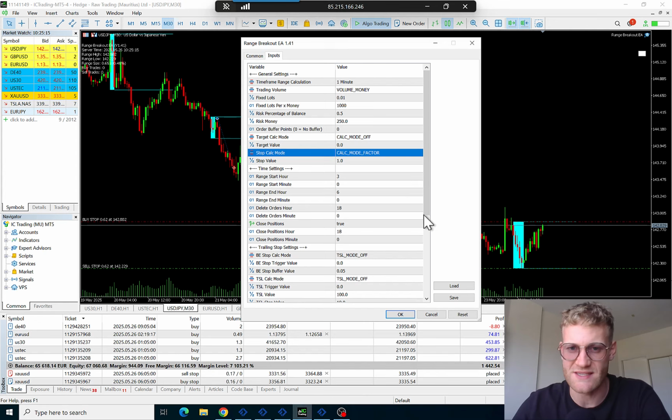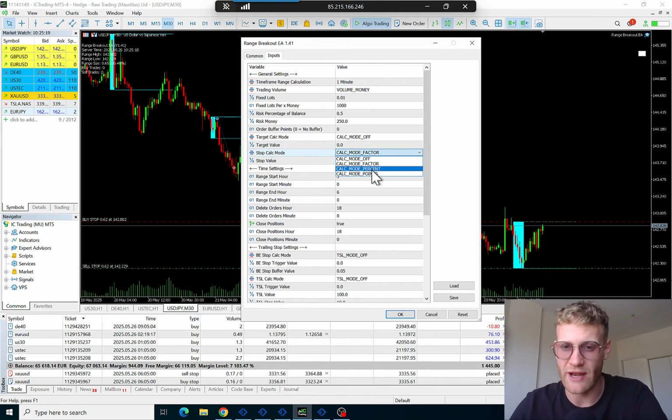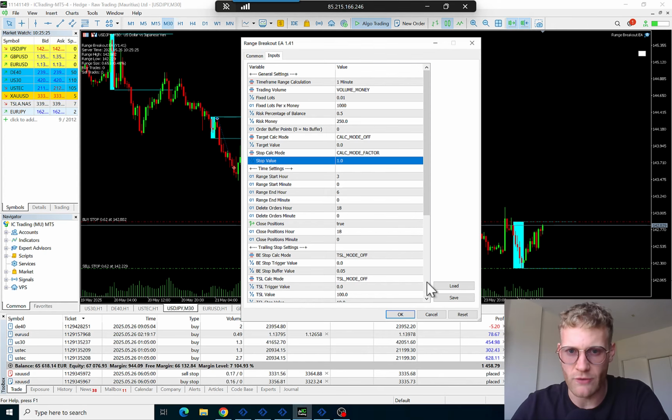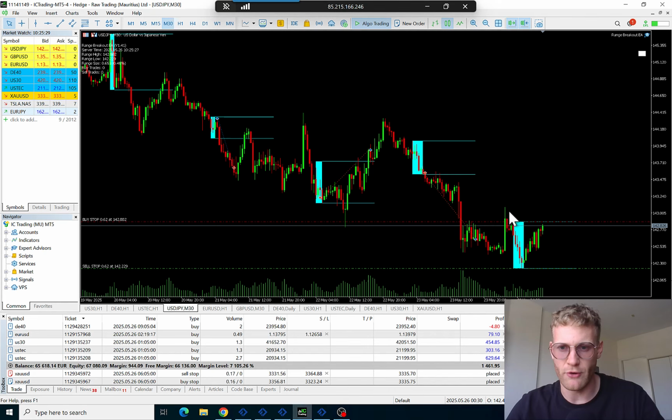But in this account I started with a different approach because I started this account trading with a calculation mode of percent, but now I'm going back to factor for these two currencies, and the factor is 1, which means that at the other side of the range there is the stop loss placement.